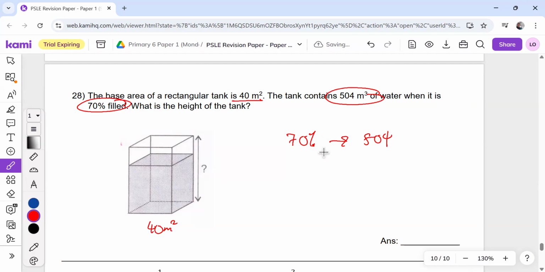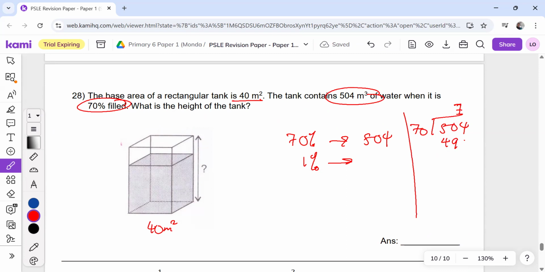Well, if there's 70%, then find 1%. So how do you find 1%? You take 504 divided by 70. What do you get? You have to do some guess and check. What times 70 equals 504? 70 times 7 will be 490. And then continue, minus 4. Then 0 cannot minus 9, borrow, you get 1, and 5 becomes 4.